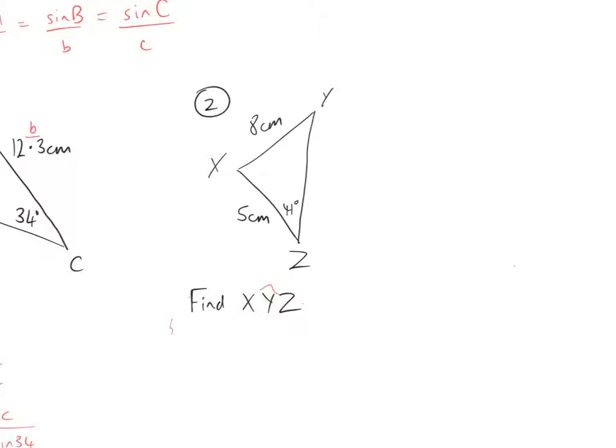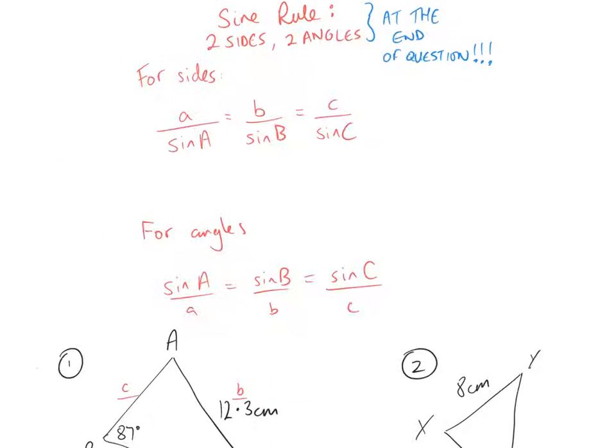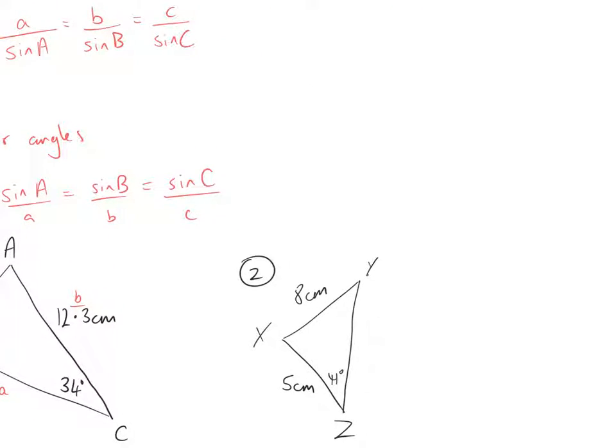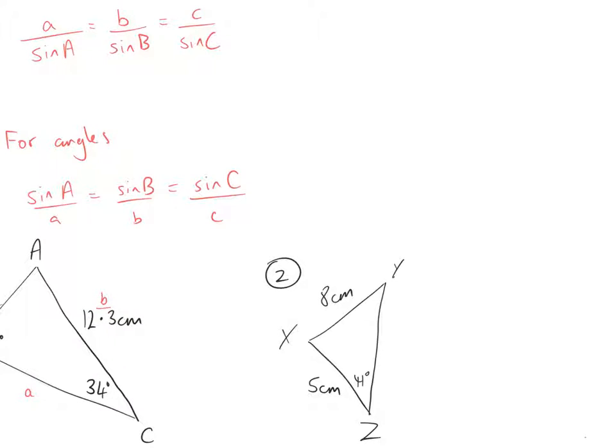Okay, now you will see in the sine rule, for angles, I put the angles up on the top, and it says A, B, and C, but in this question I've got x, y, and z. We'll carry on the pattern. If sine A over A is equal to sine B over B, it must follow suit that you get all the way to sine Z over Z.